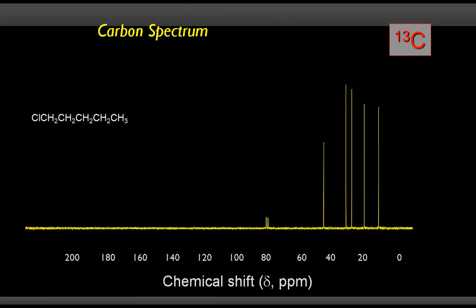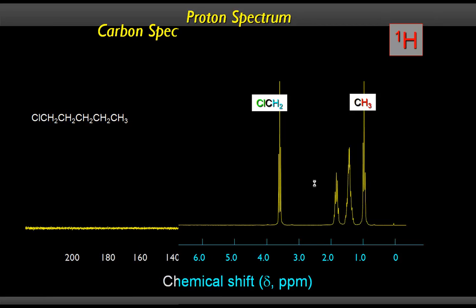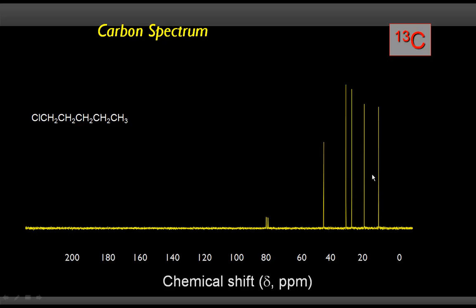Then you have to see the integration here, right? You have to see the spin splitting pattern, integration, and so on and so forth. Whereas in carbon NMR, you just count the number of signals. You have 5 carbons and you have 5 peaks. This one is from the solvent CDCl3.